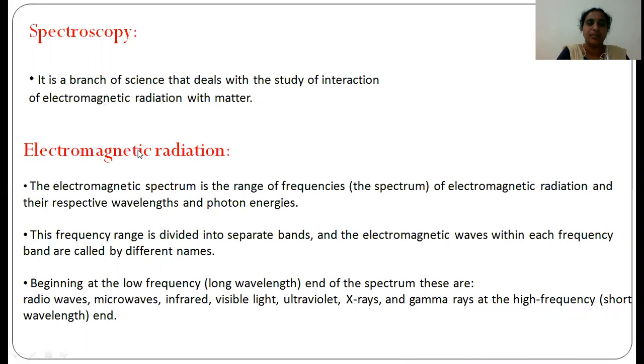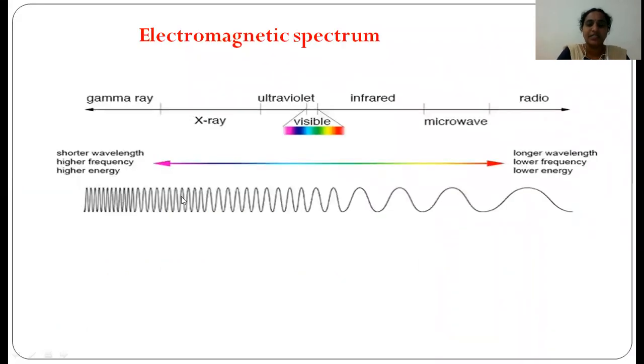Electromagnetic radiation consists of various frequency ranges or bands, and each frequency band is called by one particular name. For example, if you see from left to right, this complete band is called the electromagnetic spectrum. From left to right, the frequency will decrease and energy also will decrease, but wavelength will increase. So the left side waves have higher frequency, higher energy and shorter wavelengths, hence gamma rays and X-rays are highly powerful, more energetic radiations.